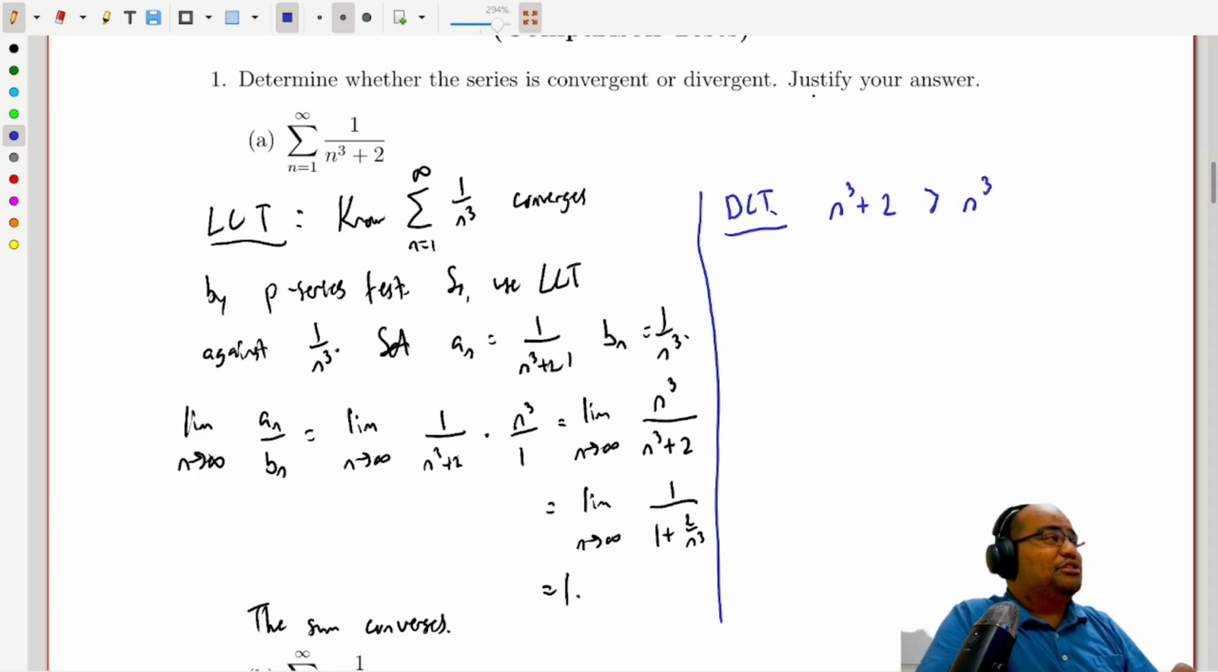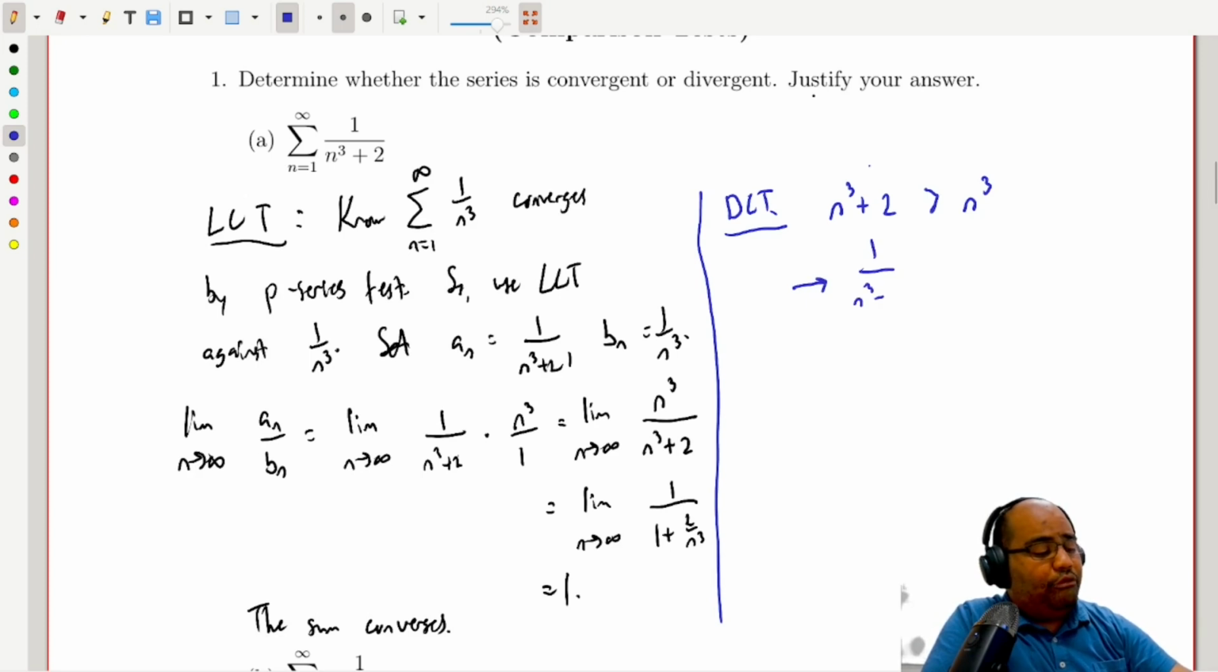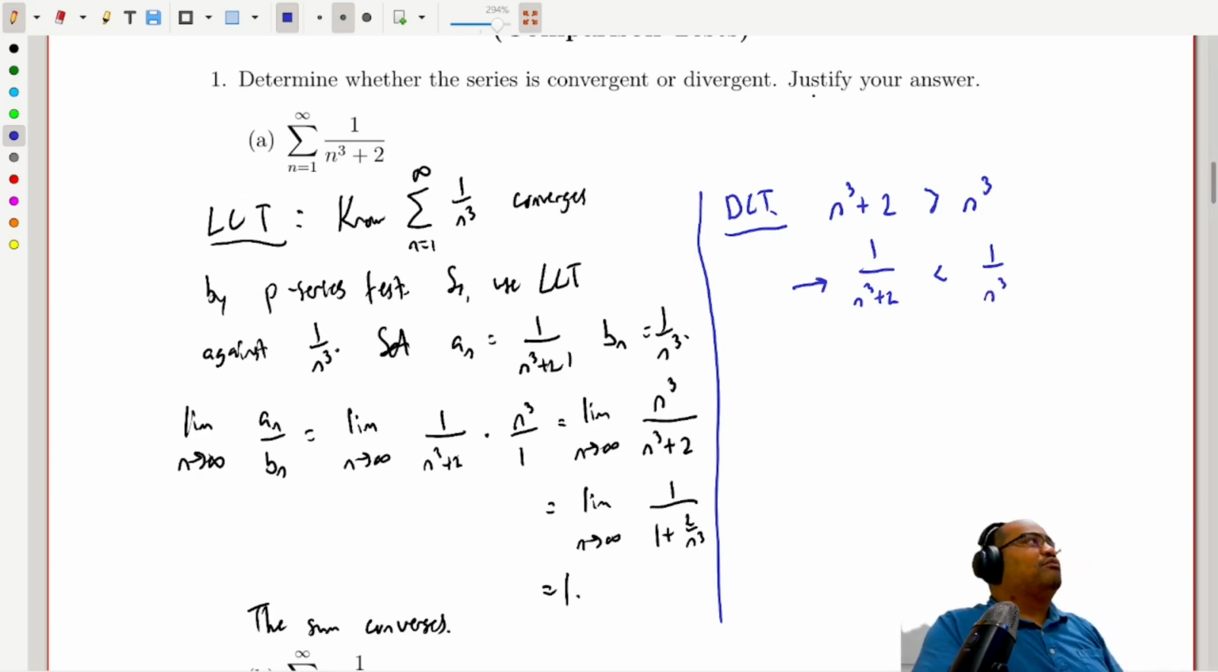Okay? So n cubed plus 2 is bigger than n cubed. We can all agree on that. Now, if I take reciprocals, remember, when I take reciprocals, I reverse the order of the inequality. So 1 over n cubed plus 2 is smaller than 1 over n cubed.